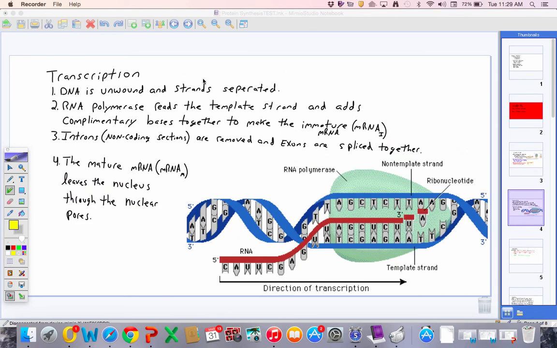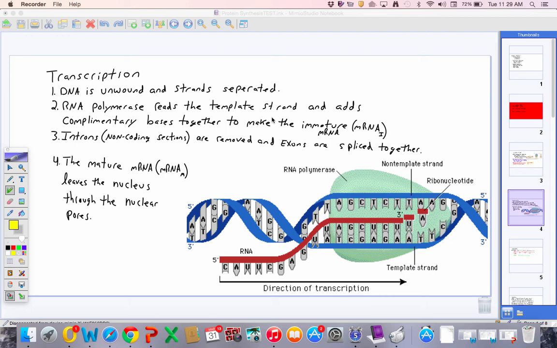Okay, transcription takes place in the nucleus, and it starts with the DNA being unwound and the strands separated. Then RNA polymerase reads the template strand, so the strand that's going to code for the protein, and adds complementary bases together to make the immature mRNA. It's called immature mRNA because it has introns in it. And the introns are just non-coding sections of the RNA, things that aren't going to actually code for the protein.